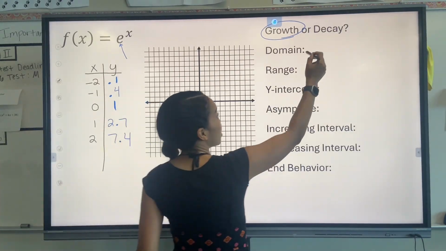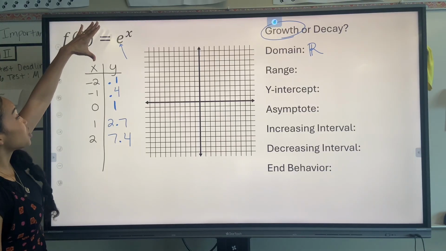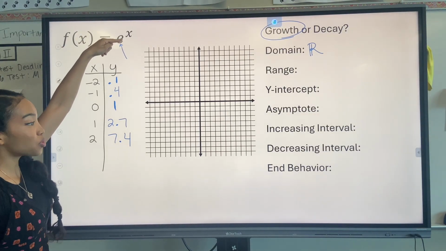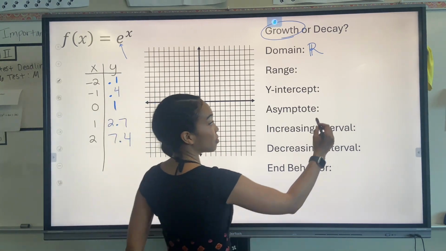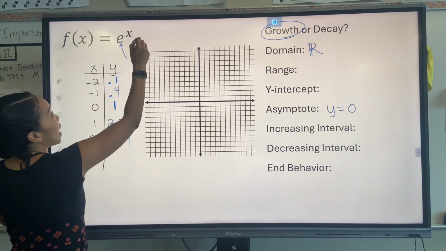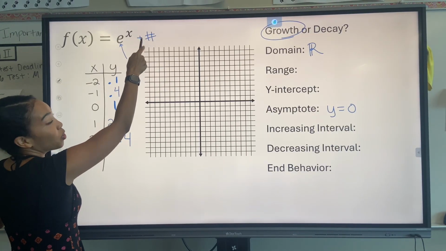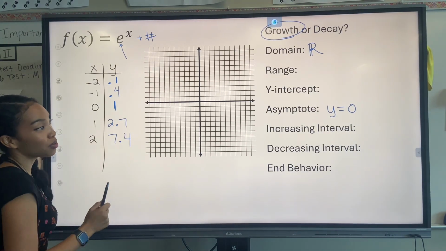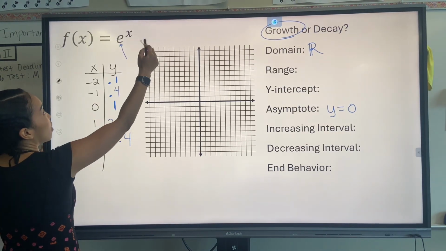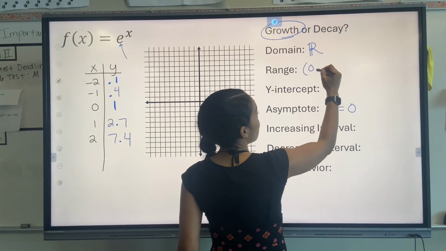Your domain is always going to be all real numbers. For this function, do I have any vertical shift? Did it move up or down? Nope. So then what's my asymptote? 0. If you had plus a number, that would be the asymptote. Or minus the number, that would be your asymptote. But we don't have a number, so it's just 0. All right. So that means your range will be 0 to infinity.